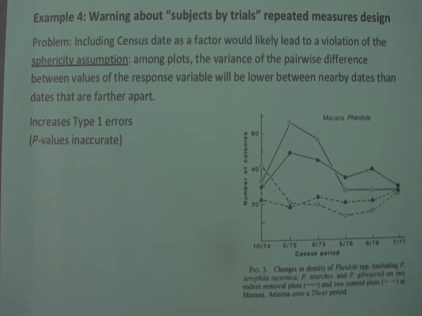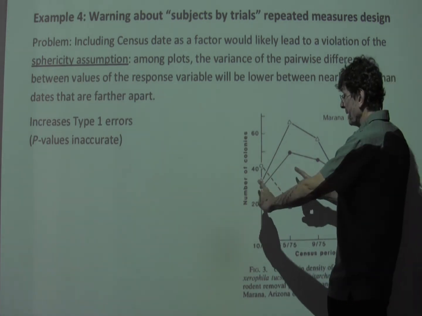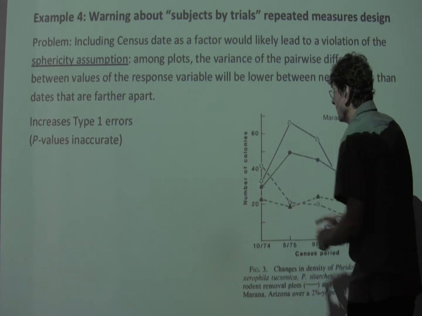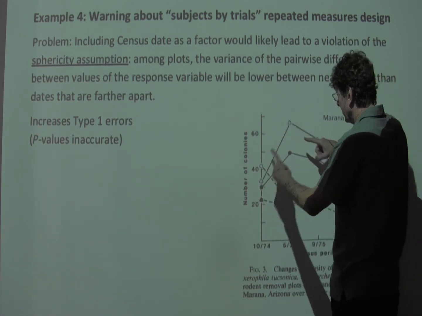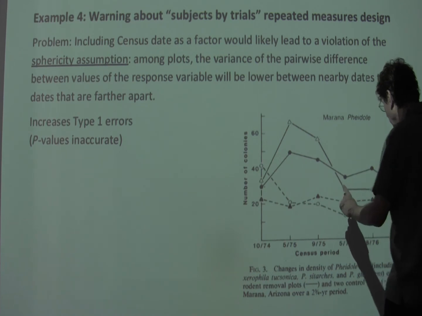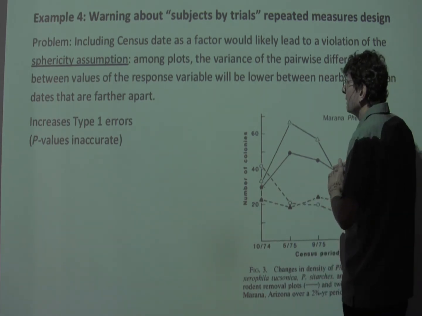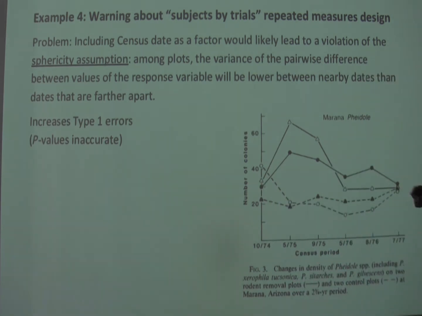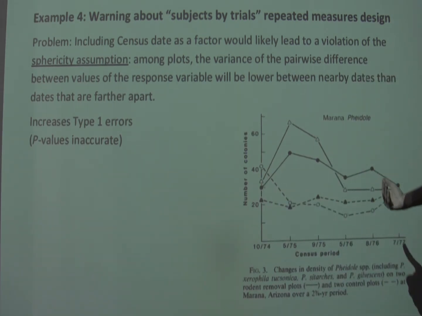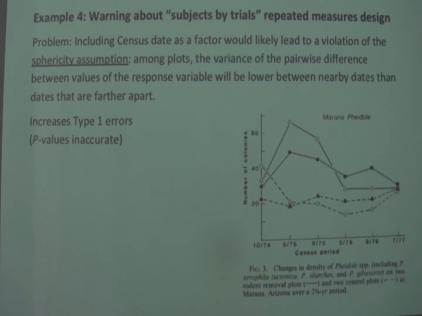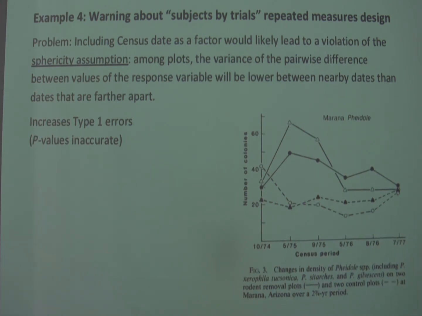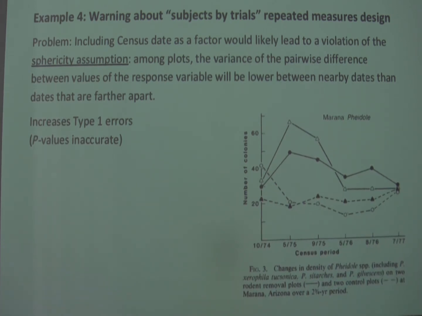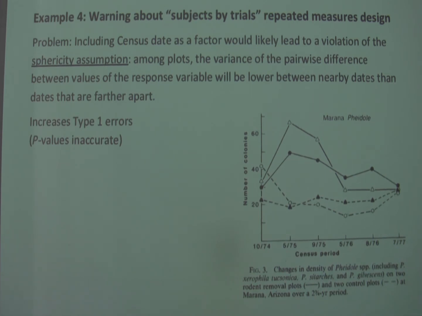So, including census date as a factor likely leads to violation of the sphericity assumption. What that means is that for measurements made on the same plot closely adjacent to one another, the difference between measurements made closer together is likely to have a different variance than the difference between measurements made at more distant points in time apart. And that is what the sphericity assumption means, and what it means to violate it.